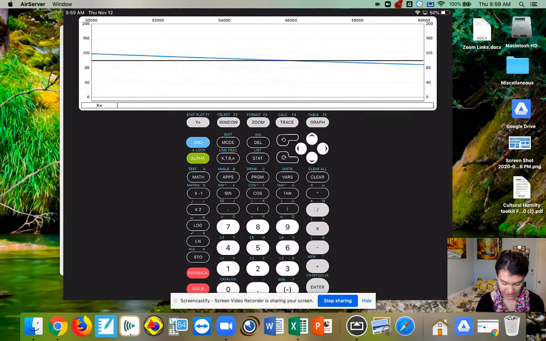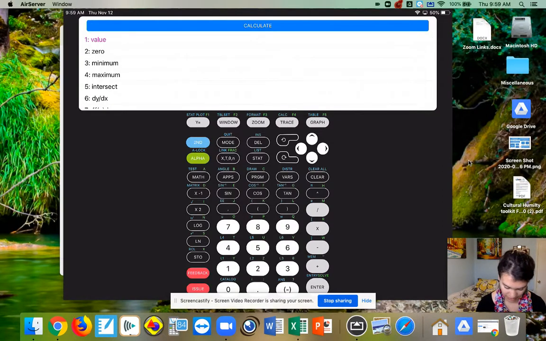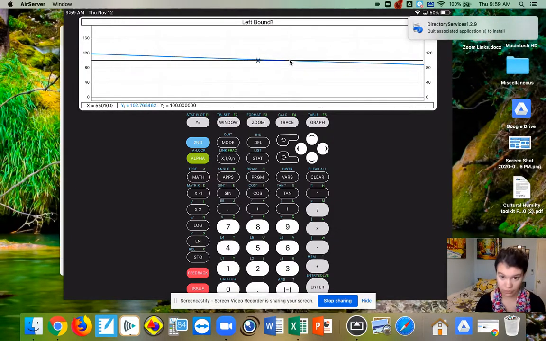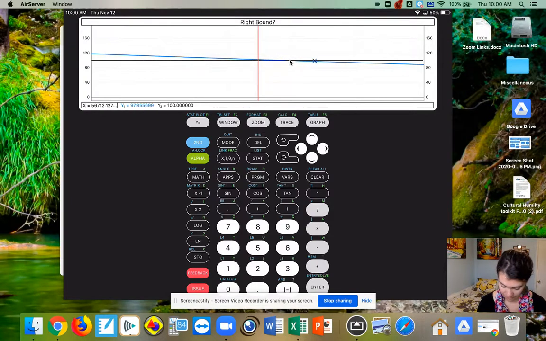So now you want to find the intersection, so you want to get this calculate button up here. So do second trace to get your calculate, and then we want the intersection. So do 5 to get the intersection. And then this is like we did for zeros. You want to be on the left side of your intersection and then the right side. So it looks like we're intersecting right about here. So I'm going to say that we're on the left side. Then I'm going to arrow over past where I think the intersection is. So I think the intersection is right there. I'm going to arrow over past it, hit enter.